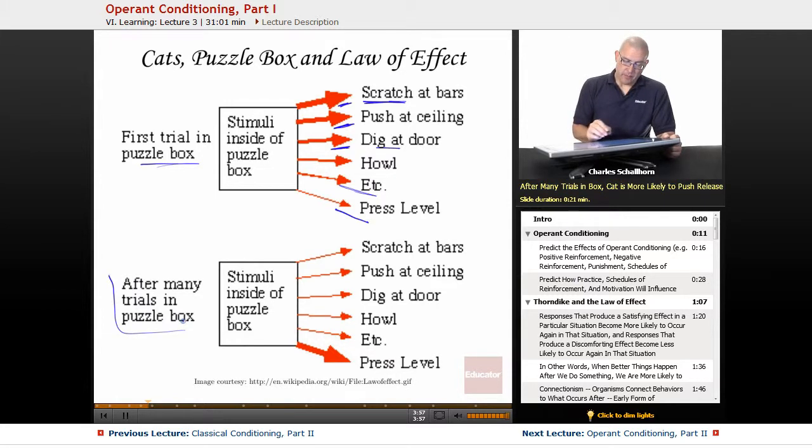After many trials, what does the cat do in the box? It doesn't really scratch at the bars very much. Doesn't push at the ceiling. Doesn't dig at the door. Doesn't howl. Doesn't do a lot of other behaviors. Instead, it presses the lever to get out of the box. Boom, the law of effect.